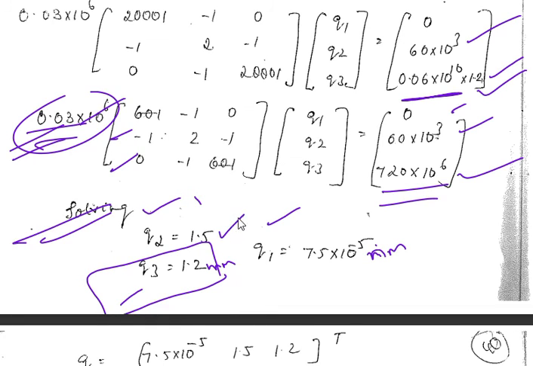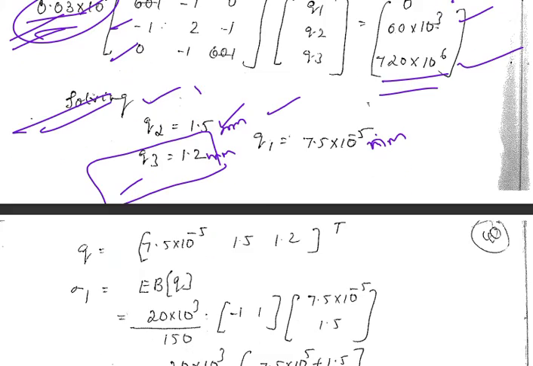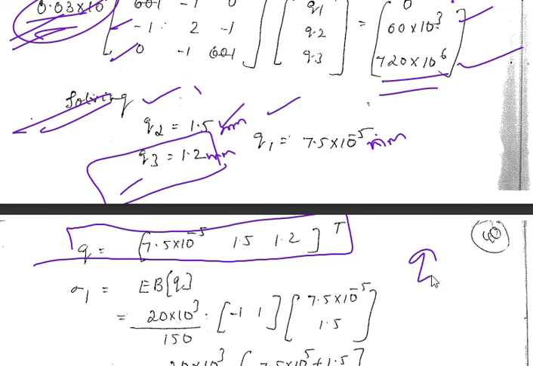And q2 value you got 1.2 millimeter. This is an unknown displacement. So now the same thing you have to write in the equation format, q1 q2 q3, like we have written like this, right? q1 q2 q3, same thing, whatever you got, write in this format.